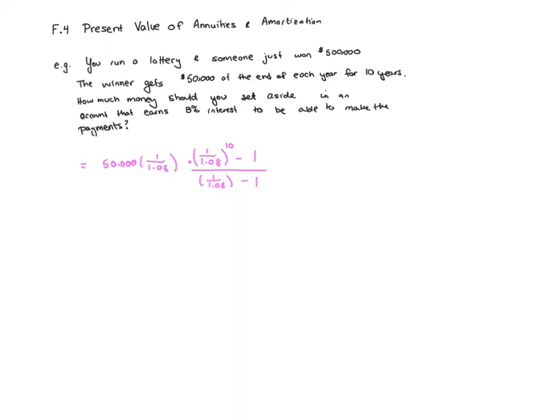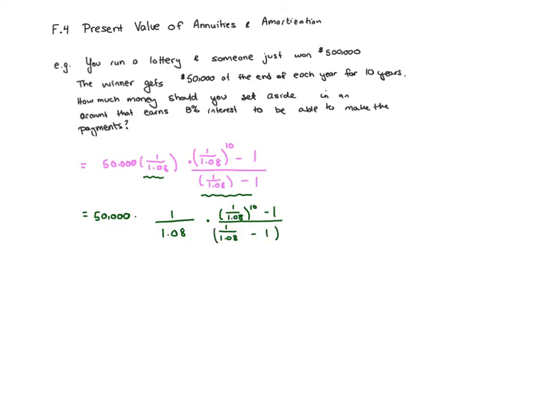So the first thing I notice is I have two different fractions here. So I want to multiply those fractions together. I'm going to first just rewrite the expression to really focus on my fractions. The first one has 1 as a numerator and 1.08 as a denominator. And the second one has 1 over 1.08 to the 10th power minus 1 as the numerator, and then 1 over 1.08 minus 1 as the denominator.